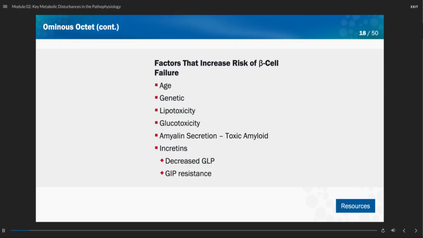Beta cell function may be affected by age, genetics, lipotoxicity, glucotoxicity, and even amylin secretion. You probably remember amyloid being part of the problem with some degenerative brain diseases, but the same thing can happen also in the pancreas. Amylin is actually secreted with the insulin out of the normal pancreas and has some role to play in managing the release of insulin and glucose. Incretins include the decrease in GLP and the GIP resistance.